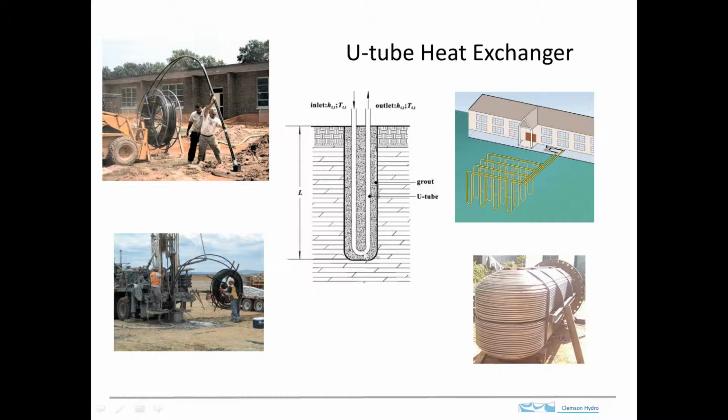This stippling here is cement, and this is the ground here. These are some people that are installing a U-tube heat exchanger in a borehole. There are the two tubes. You put it in the hole, the tubing is unwrapped, goes down to the bottom, and you fill it up with grout. And this is a picture of a building, perhaps a school or hospital, where there are multiple U-tube heat exchangers in the ground.